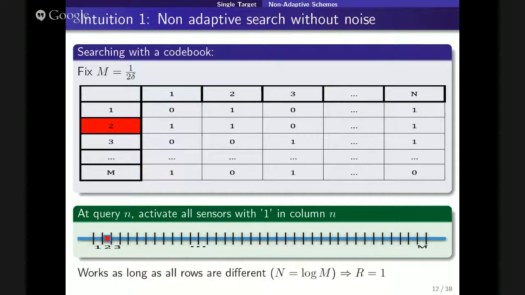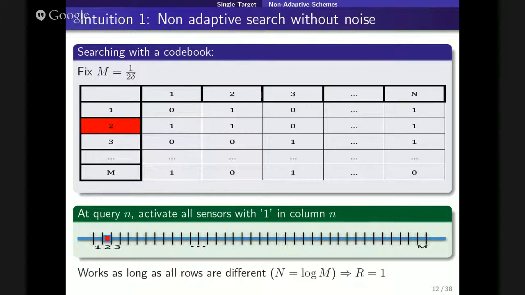And let's think about what we get as output. Let's say the target is located somewhere in the second interval. Let's see what we get as the output. Whenever we query the second sensor, we should get a 1, right? There's no noise. And whenever we don't, we should get a 0, because there's no other target. So at the end of this search, we will get the second row as is. The whole second row is the query output.